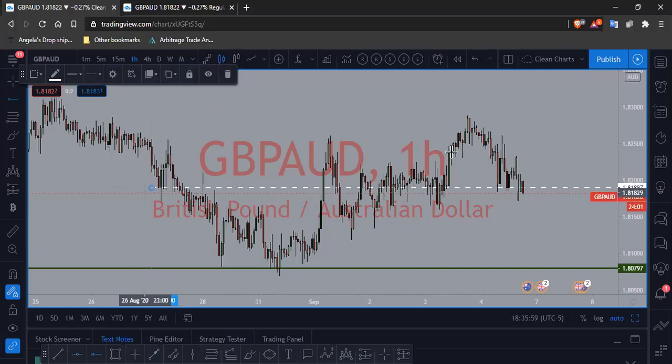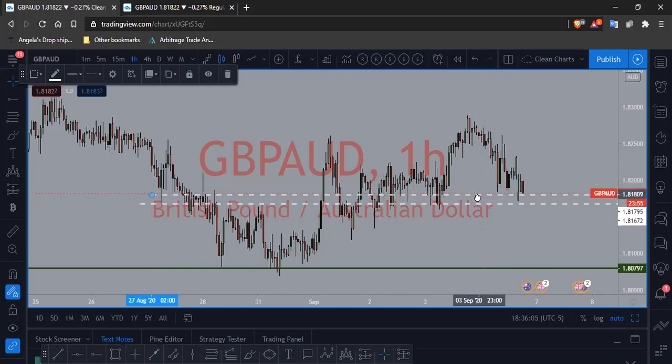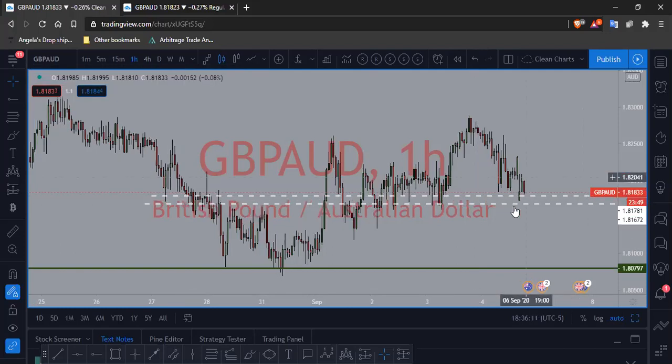I do see the zone. I actually like this down here better for it to be broken. But I do see this, and I'm just kind of like, price could potentially go bullish if it respects this.